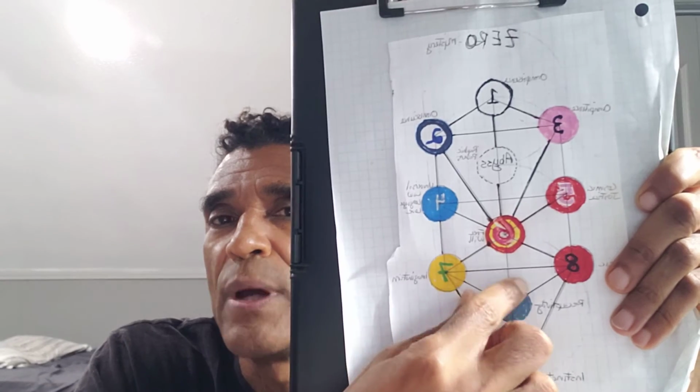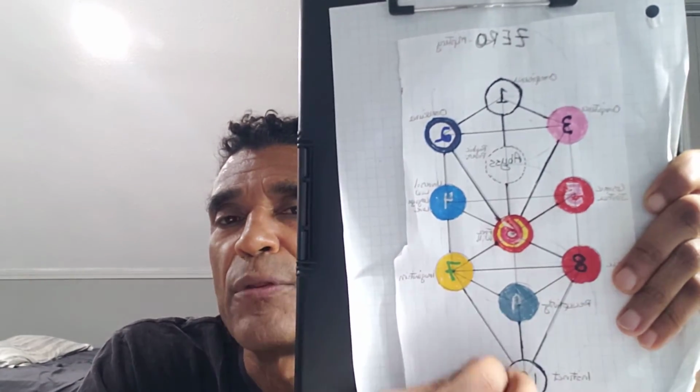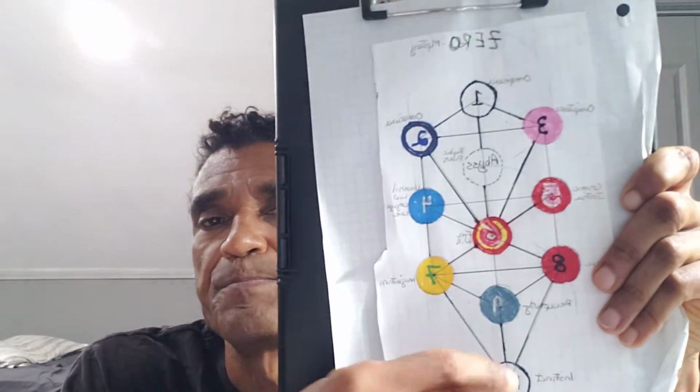Some of us might open up just 9. Some of us open up 9 and 8. The further we go, the further we get into our spiritual evolution.